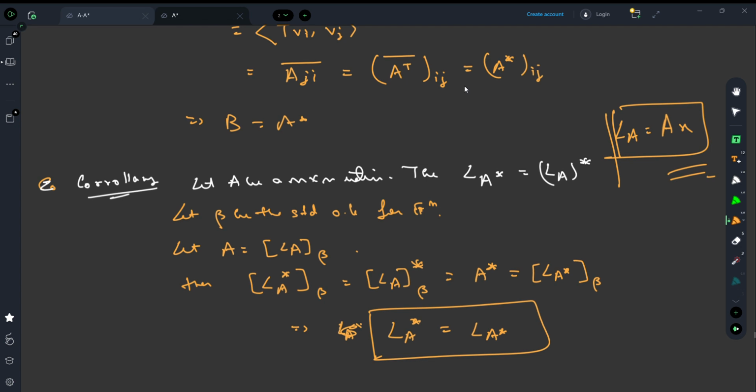Because if you recall, how was this operator defined? LA is defined to be AX, nothing else. So this readily follows from here as well.